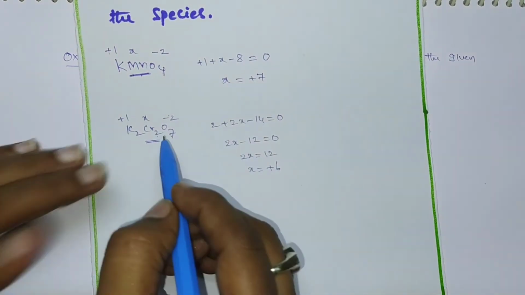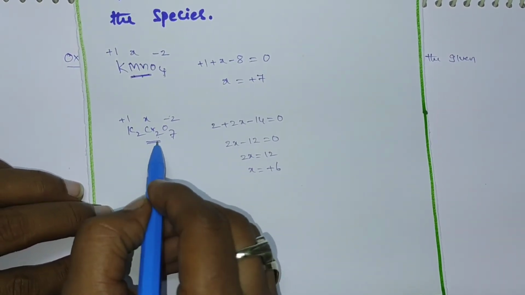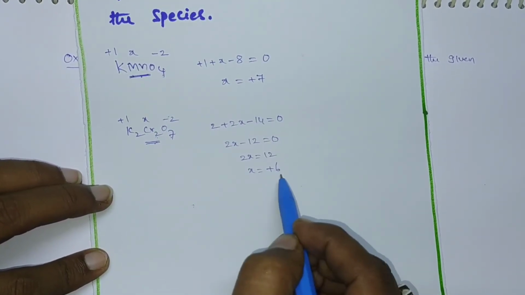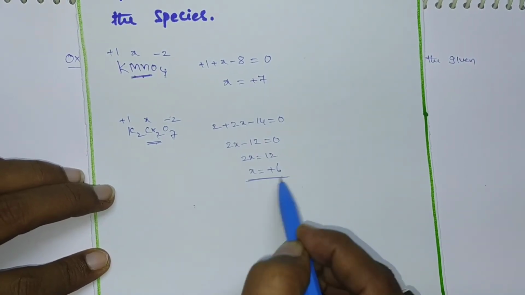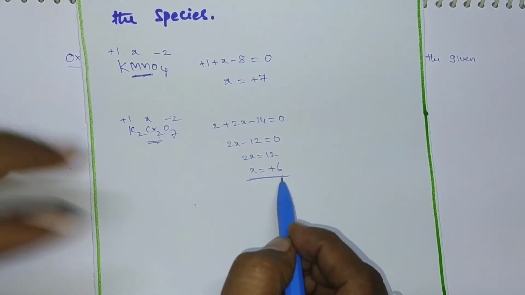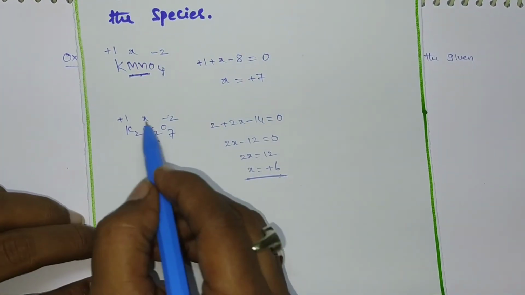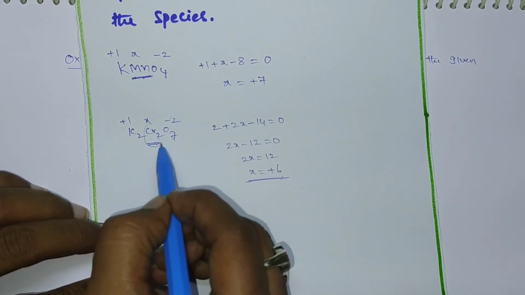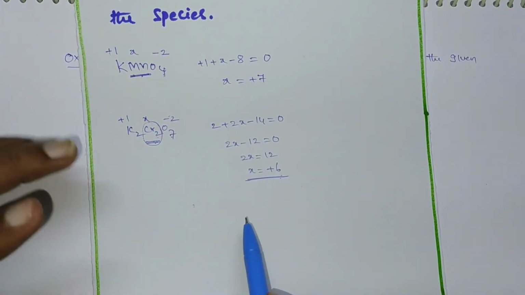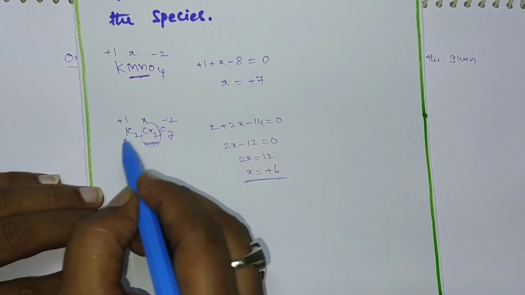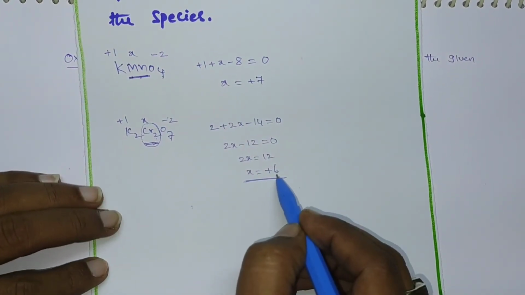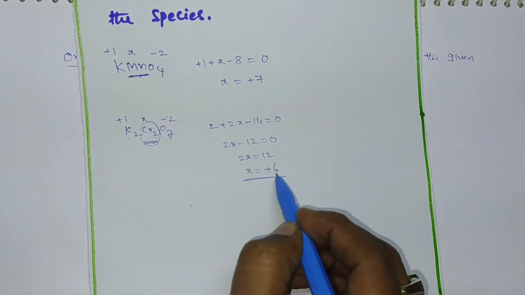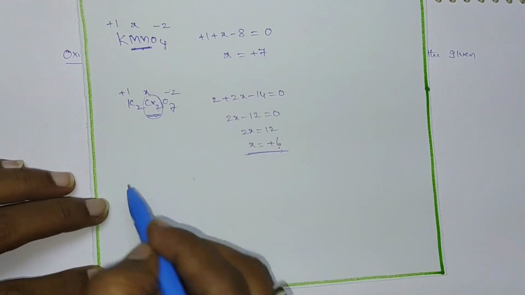Listen carefully, here two chromium atoms are there, and these two chromium atoms possess +6 oxidation state. So the +6 oxidation state of chromium is the average oxidation state of the two chromium atoms. That means each chromium possesses +6 oxidation state. So what is the average oxidation state? Let us discuss this point in the next video.